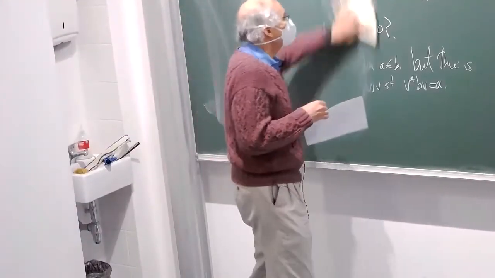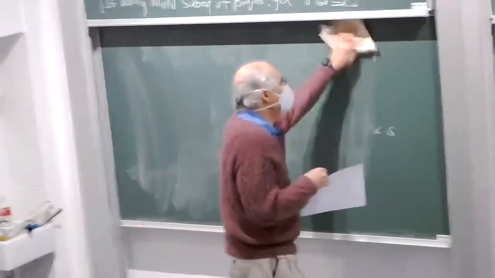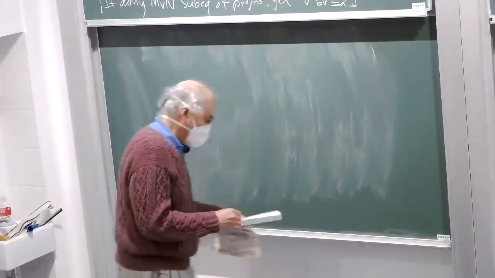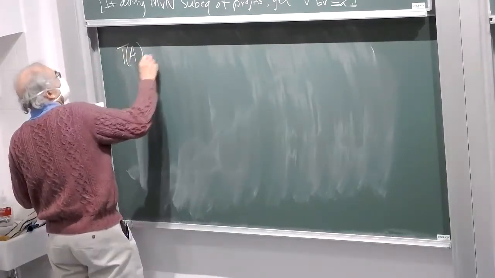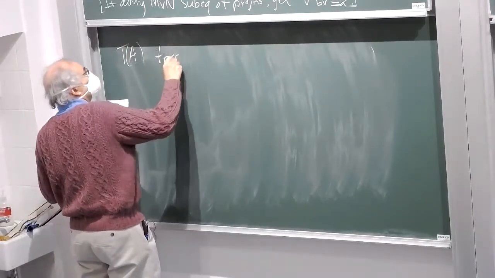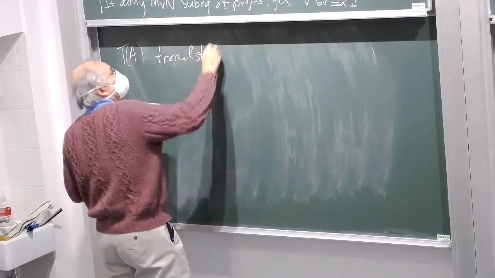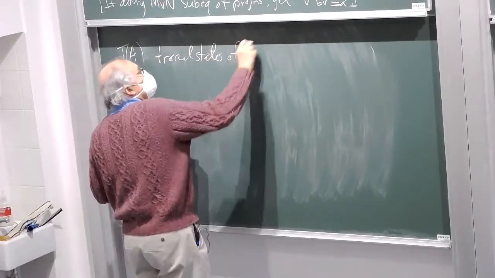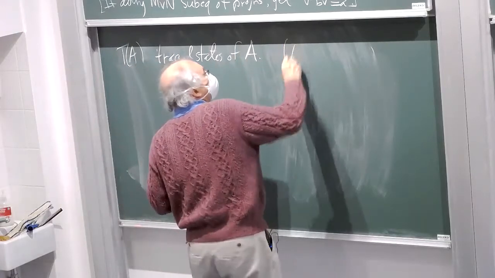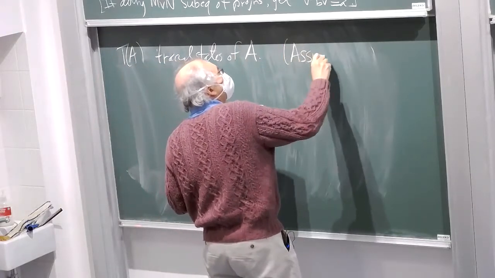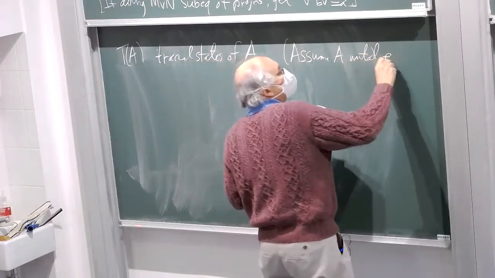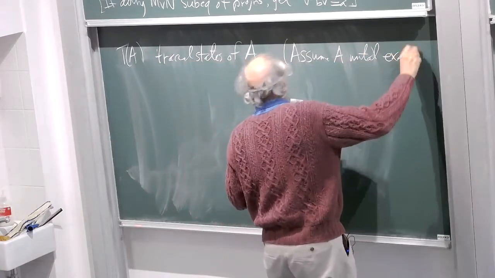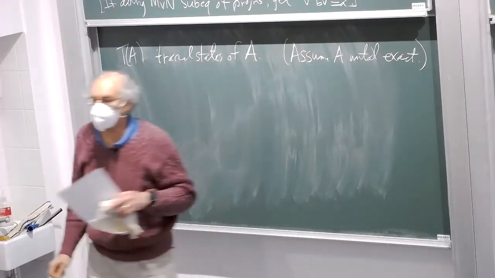But I want to find rank and not just the trace of something or other. And so here's the definition. Let's say T(A) is the tracial states of A. And now I'm going to assume A is unital. I also assume A is exact, because if it's not, then you have to worry about quasi-traces, which I don't want to say anything about.